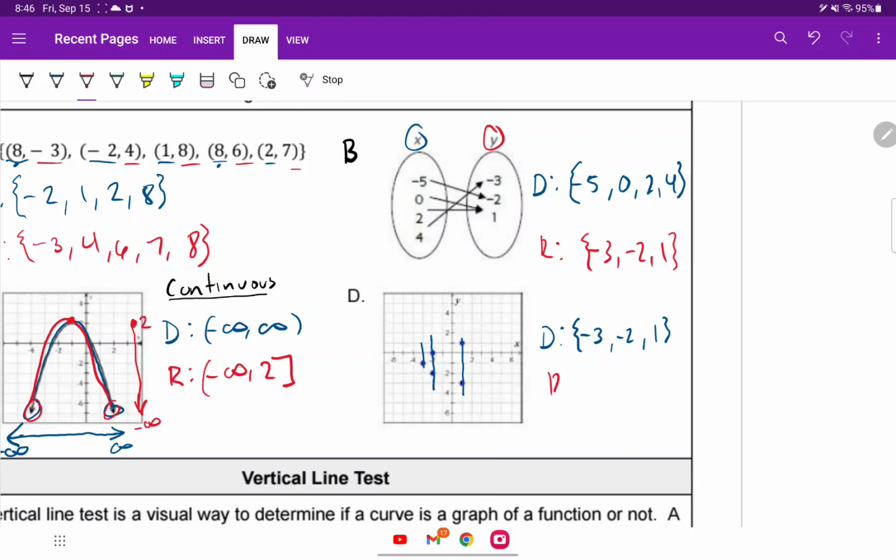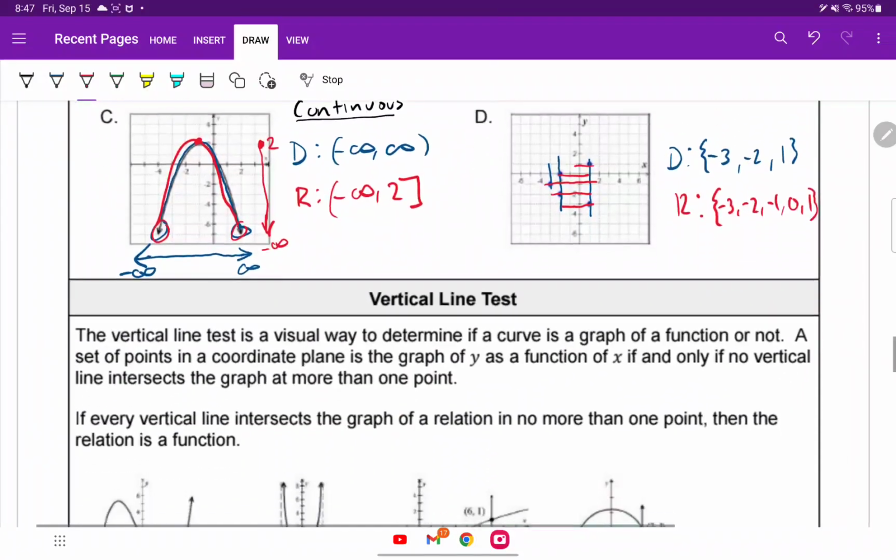Now for my range values, we're going to go from the bottom to the top. So my bottom, -3. Moving on up, we have -2, -1, 0, and 1. Let's see if I can fit that in there a little nicer. All right, so there you go, -3, -2, -1, 0, 1.